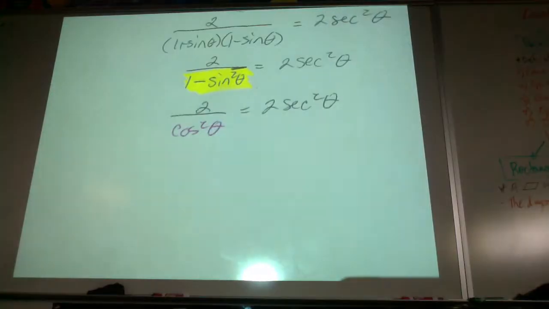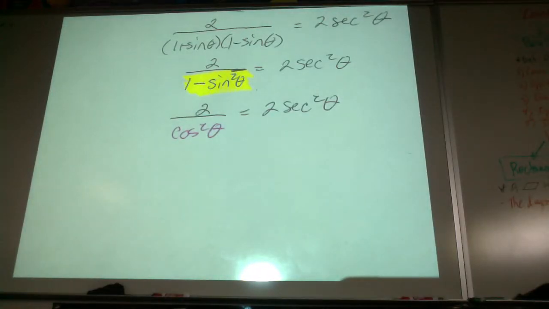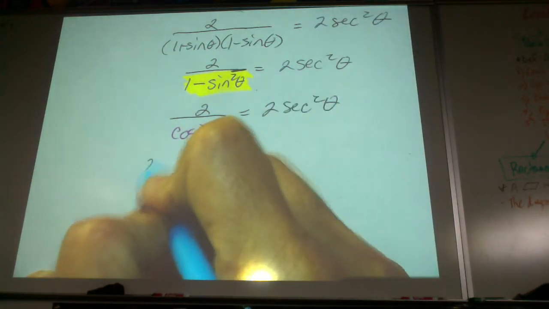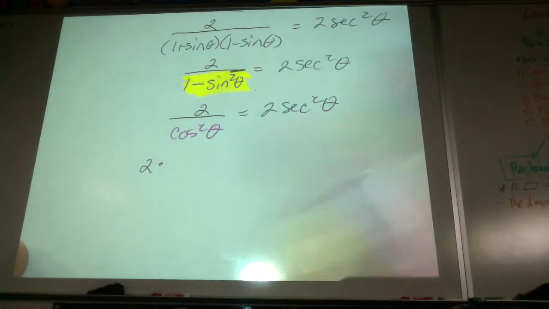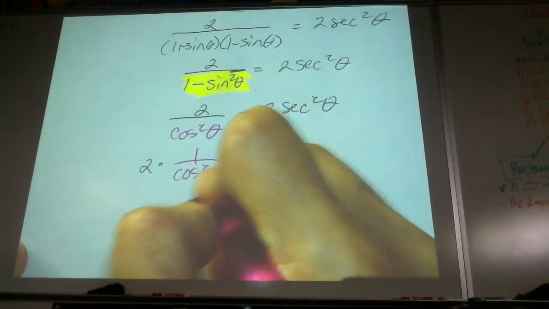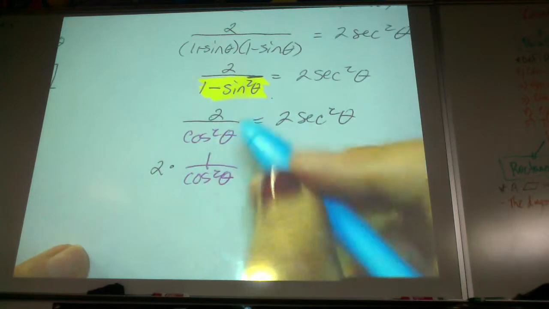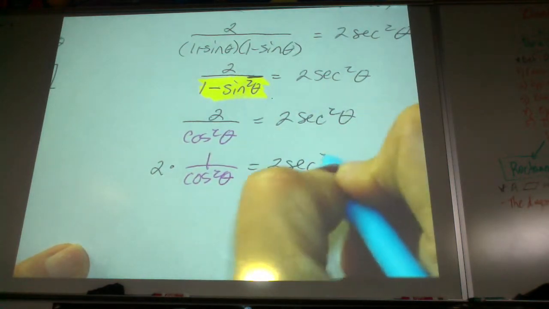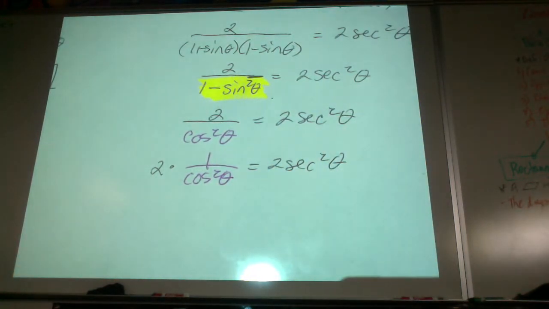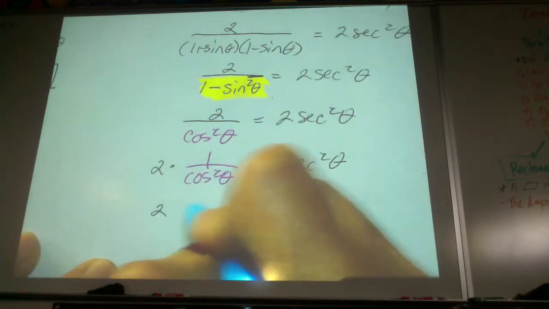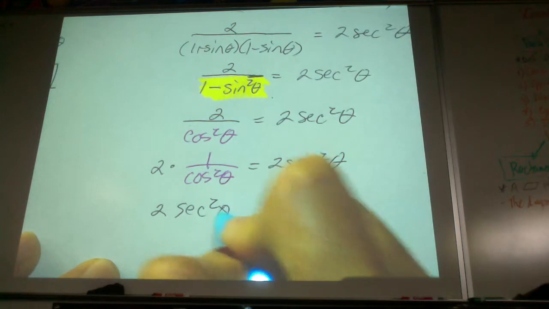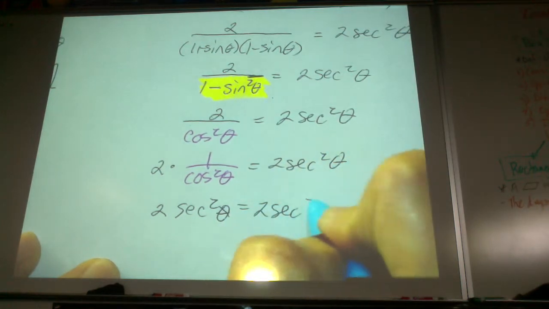Then just for note purposes, again, this is a step you could have skipped that we're going to do for this next step. But I want you to understand that this 2 is really 2 times 1 over cosine squared theta equals 2 secant squared theta. What's 1 over the cosine squared really equal? Secant squared. That's a reciprocal identity. So we've got 2 secant squared theta equals 2 secant squared theta.